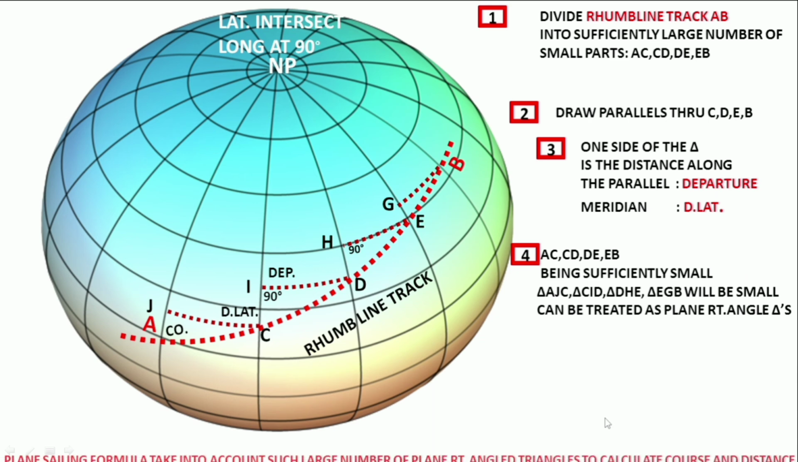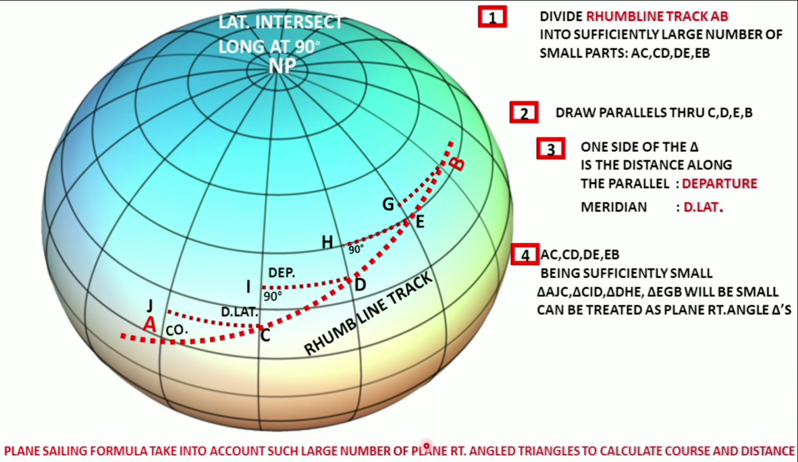In plain sailing formula, we take into account that the distance between A and B can be divided into a large number of plain triangles, and we can use this to calculate our course and distance. So we can find out a course and distance using plain triangles.